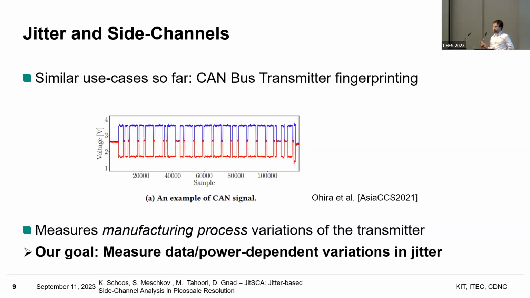Okay, there's one work which has used a similar thing before. This was a work on CAN bus transmitter fingerprinting. Here, the authors of that paper were measuring a CAN bus and saw the jitter of the CAN bus transmitters, and by that they could identify which transmitter is sending the message depending on their jitter characteristics. By this, they essentially measured the manufacturing process variation in the sender. In this work, our goal here is to measure the data or power dependent jitter of the sender. So it goes not just into identifying a sender, but identifying what the sender of the signal is actually processing.